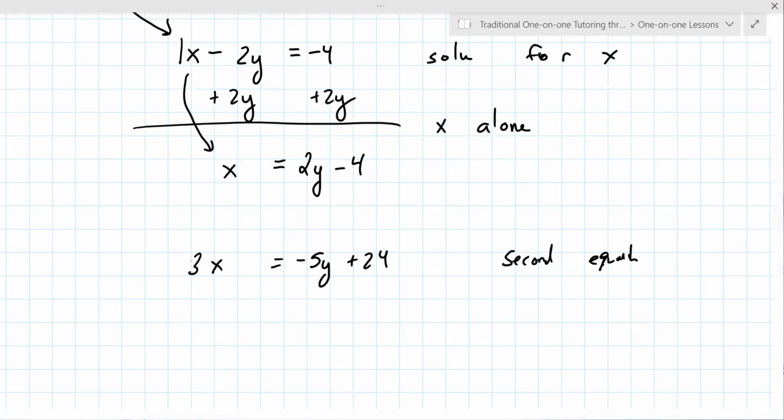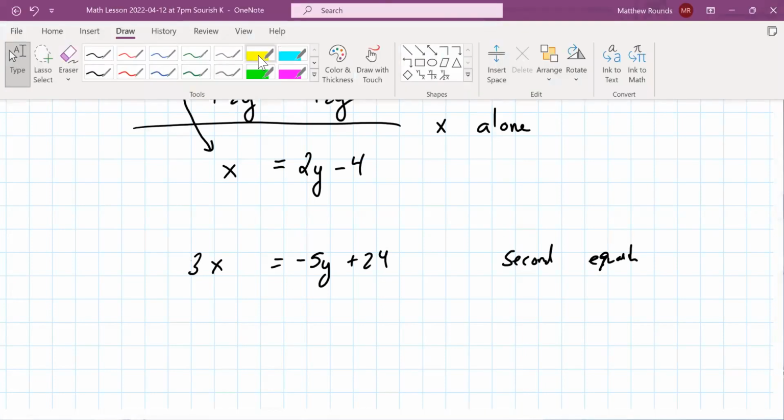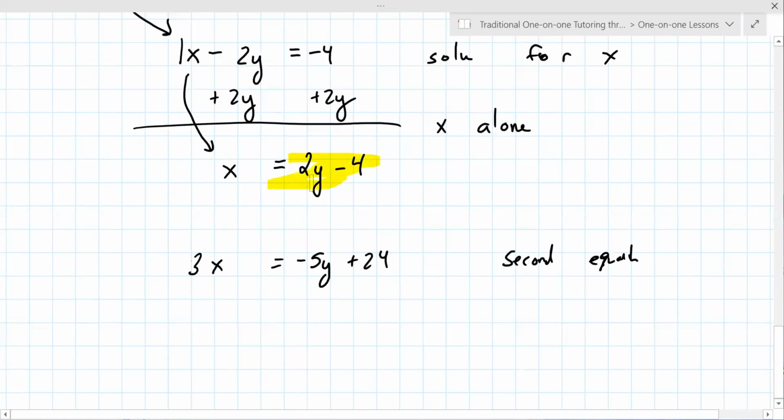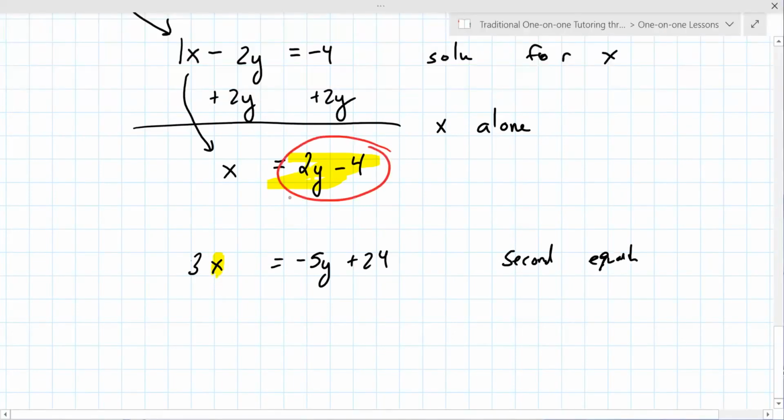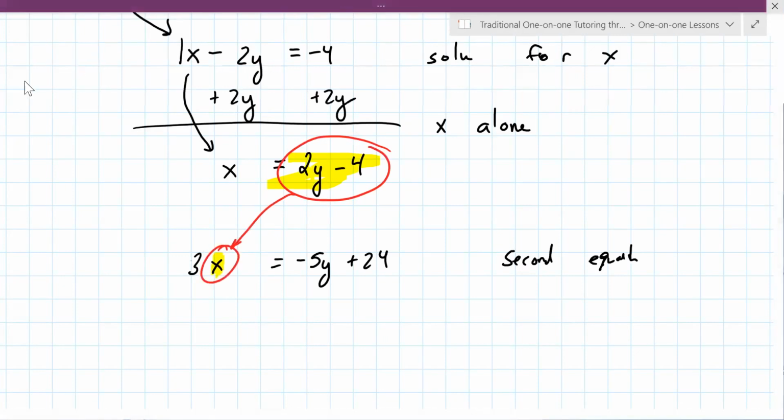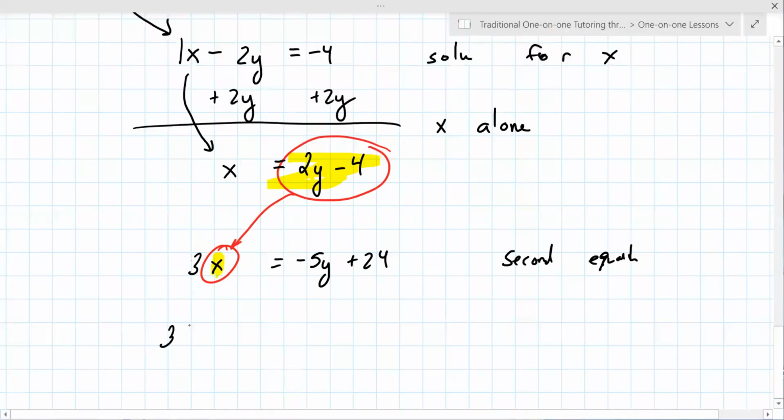We're gonna take this stuff on the right-hand side here. I'm gonna highlight it. We're gonna take all this on the right-hand side and put it in for x. So we're literally gonna physically take all that and put it in for x. So how does that look? Well, in the next line, I'm gonna write 3 parentheses 2y minus 4 instead of x equals -5y plus 24.